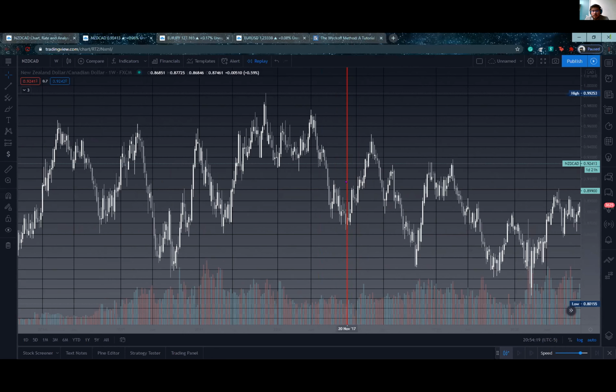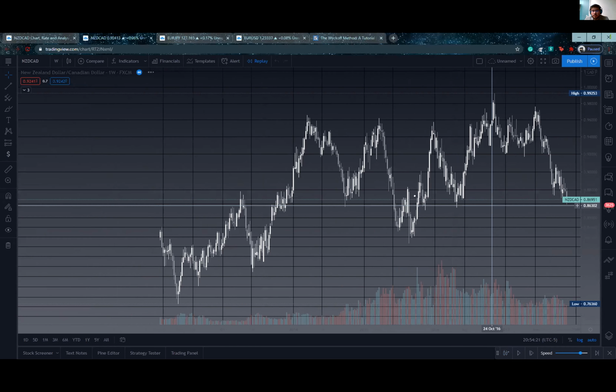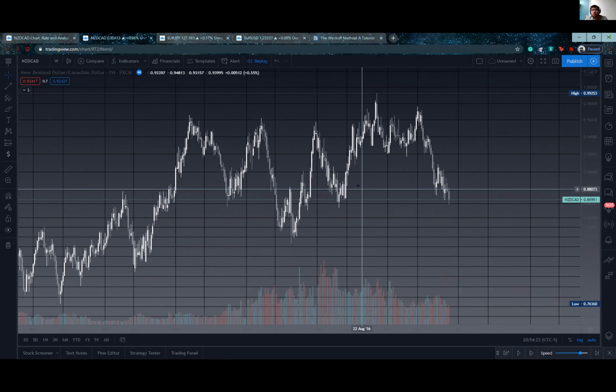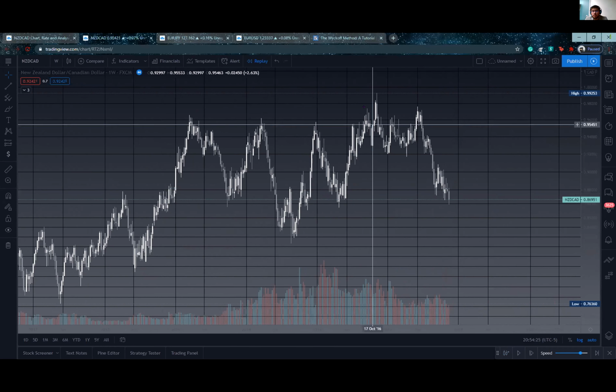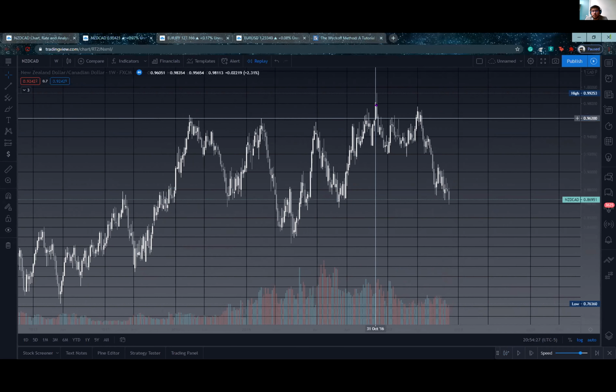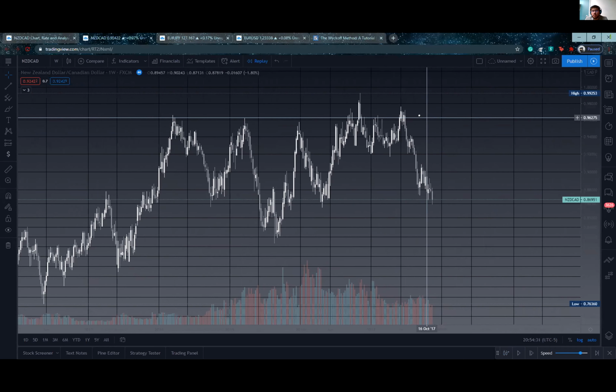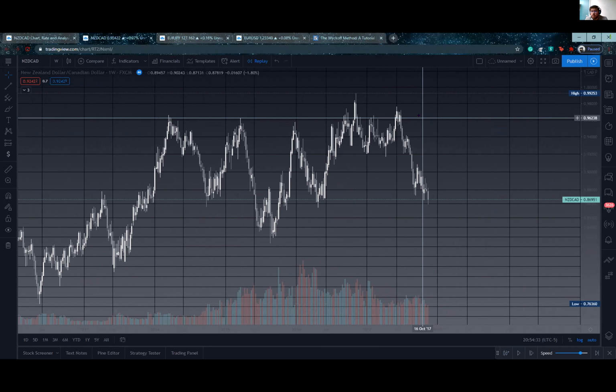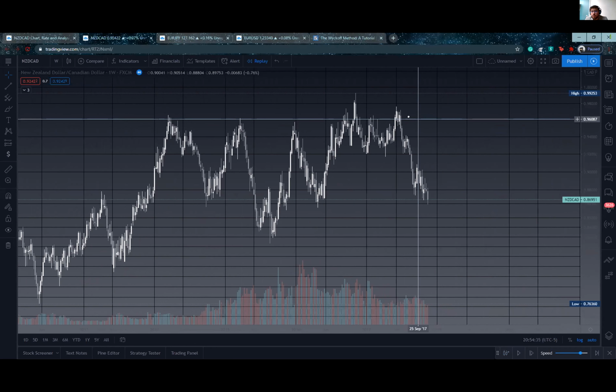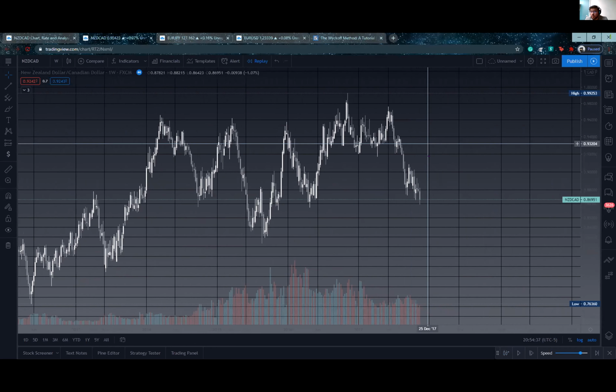Okay. Right here, we see the beginning of a distribution. When we see the beginning of this distribution, we see that it created the upthrust, and it created the upthrust after distribution. We see the test. So what are we going to do for this test? What do you guys think we're going to do? We're going to look for an entry around that test.